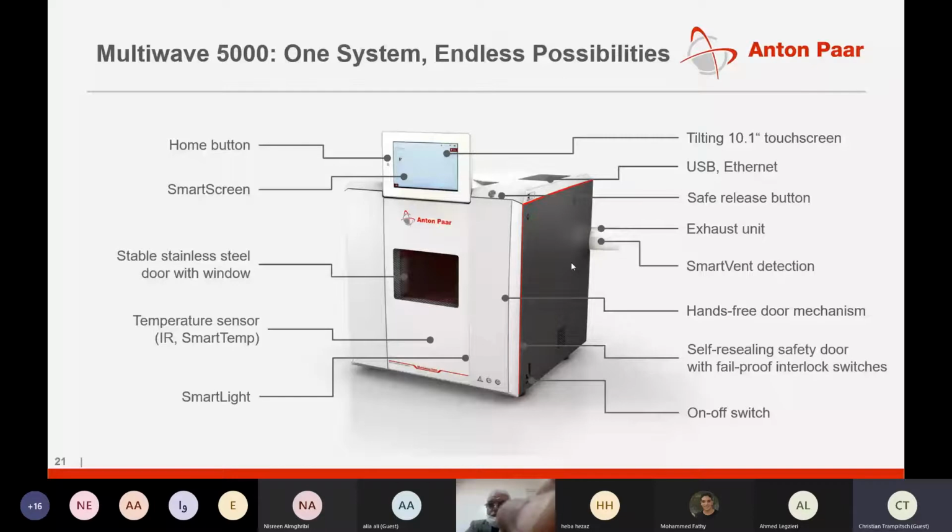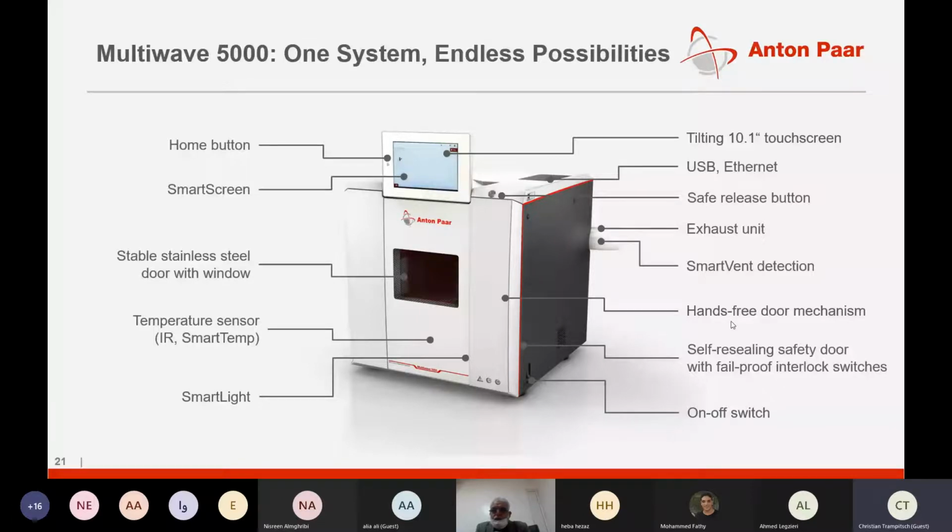The door itself can be opened hands-free. So you just tap on the door and it will open. That's a nice feature. If you go to the instrument and you are already carrying the rotor, you don't have to put the rotor away, you can just tap the door, open it, put in the rotor. It's a very smooth workflow. We like it in our lab. We use it very frequently.